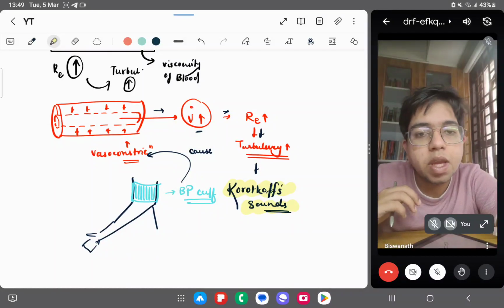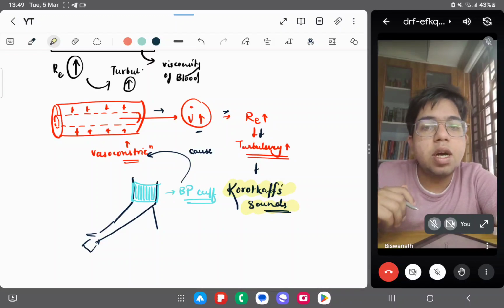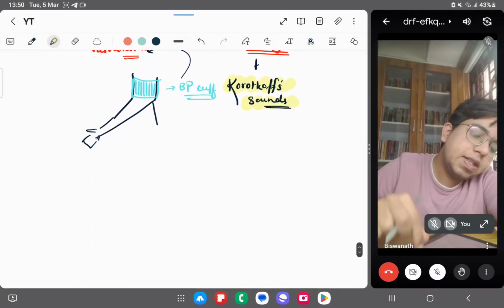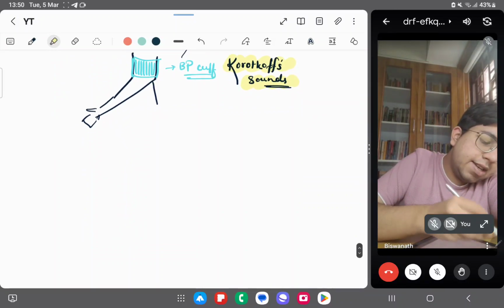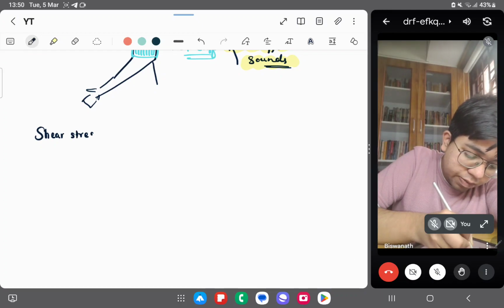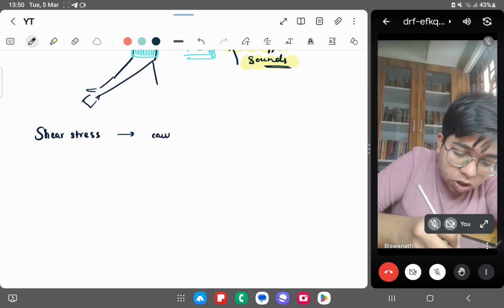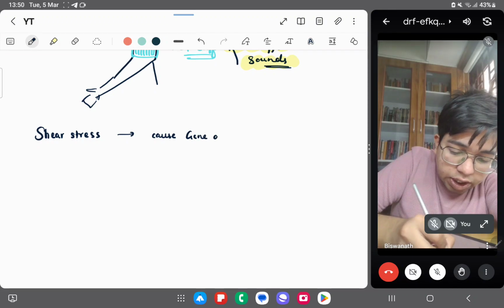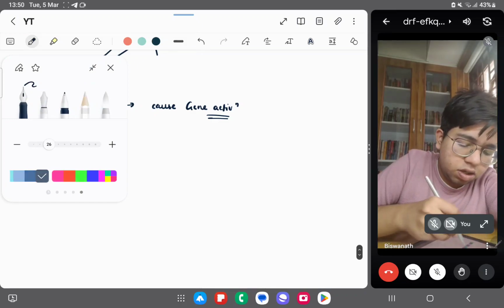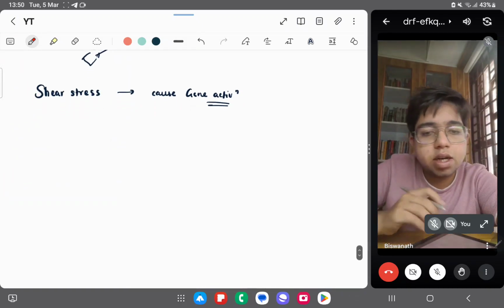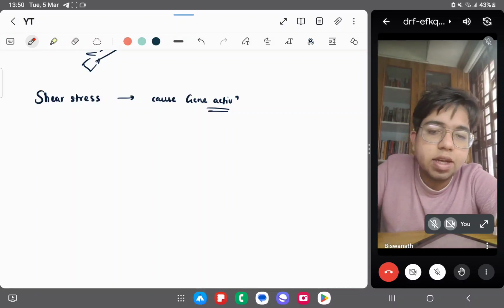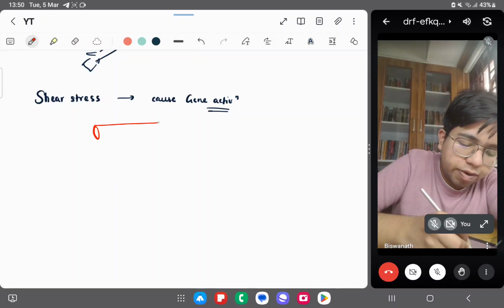Okay. Now we'll discuss one more advanced concept, that is how shear stress causes gene activation. So basically, this is not so well dealt with, but you know about shear stress. A shear stress is represented by tau. You must have known this from physics.